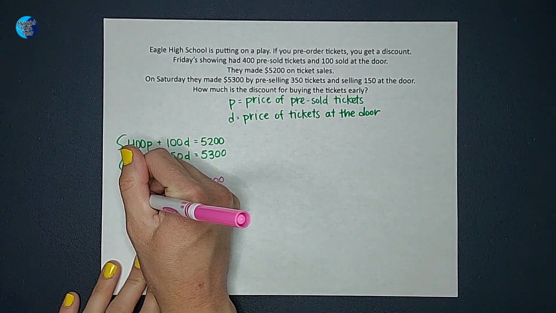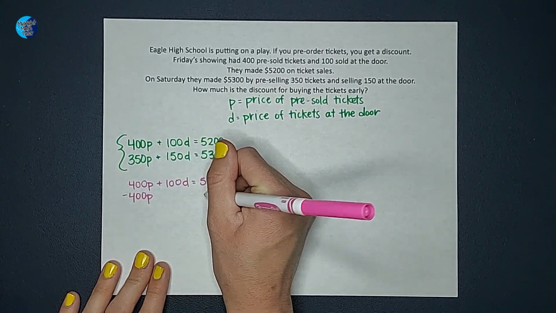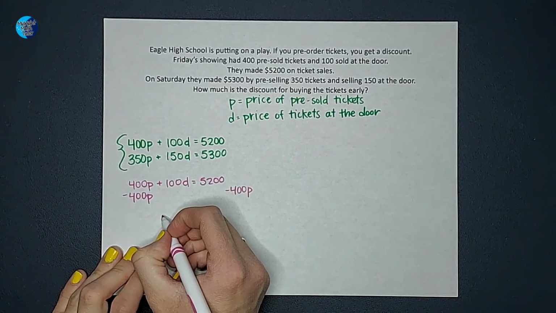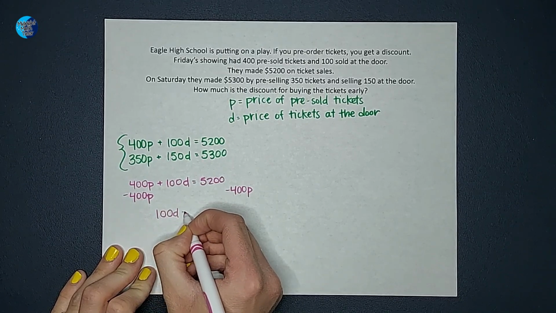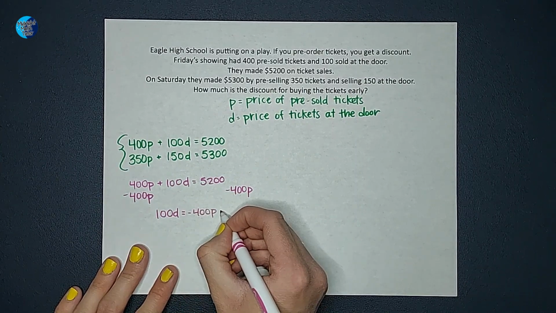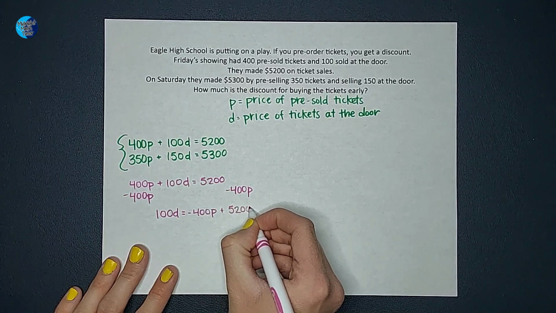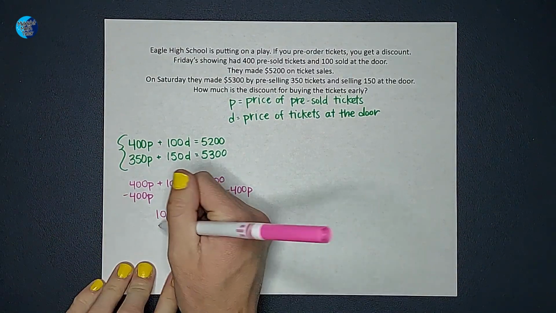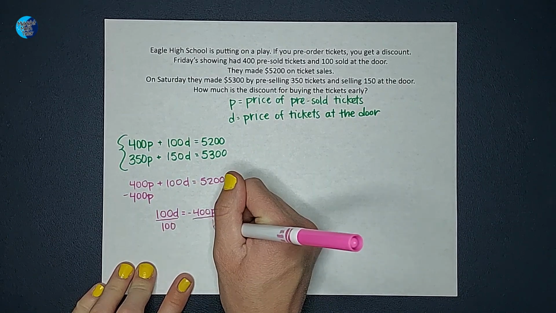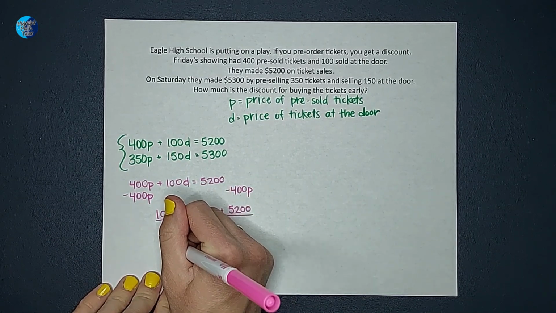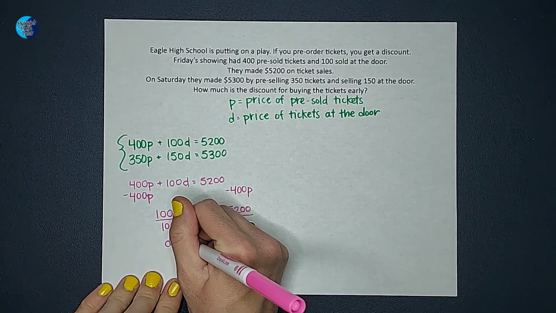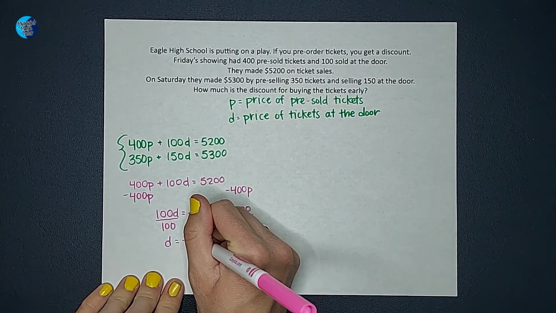First I'm going to subtract 400p from both sides. When I do that, I'm left with 100d equals, and I always like to write my variable first. You don't have to, but I'm in that habit. So negative 400p plus 5,200. Now d is being multiplied by 100, so I'm going to divide by 100 on both sides. I need to make sure I divide both of these by 100. I end up with d equals negative 400 divided by 100, which gives me negative 4, and it still has that p.